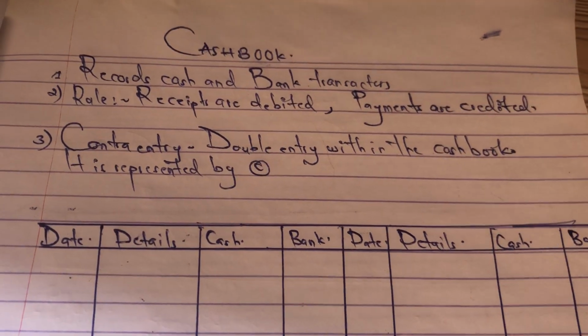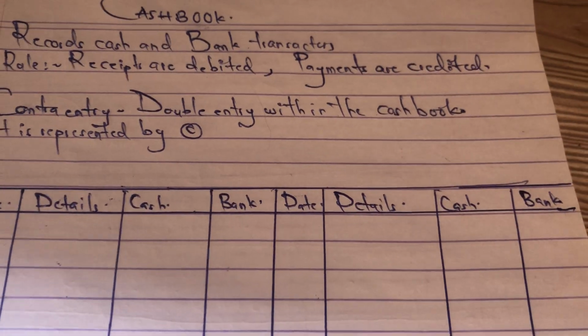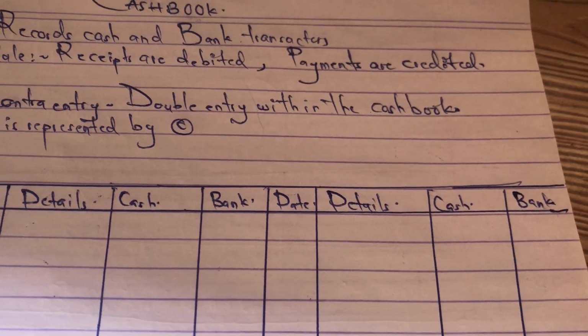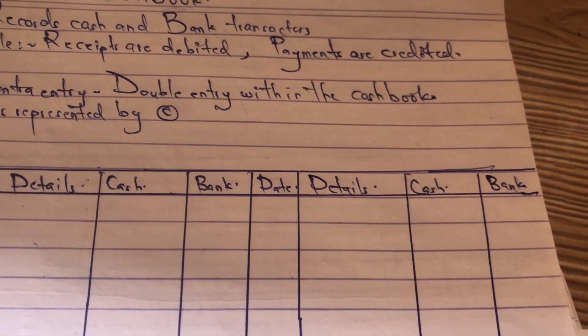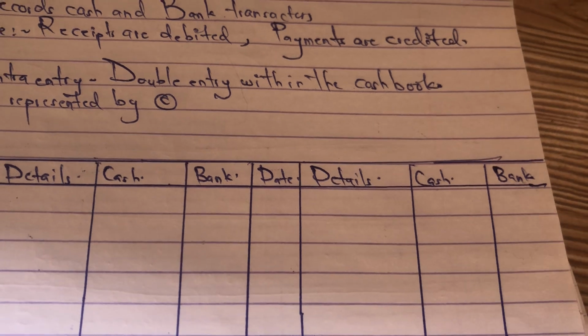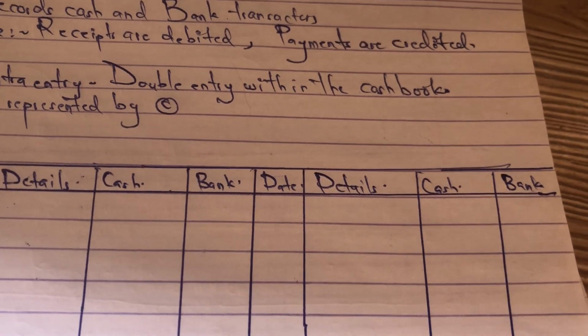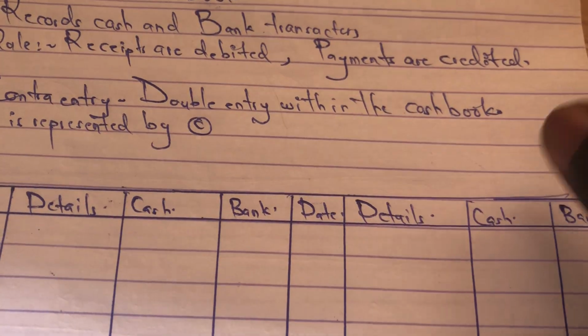Then we also have what we call contra entries. Contra entries are double entries within the cash book. For instance, when cash is drawn from the bank for business use, the bank account will be credited and the cash account will be debited. It's normally represented by a C.